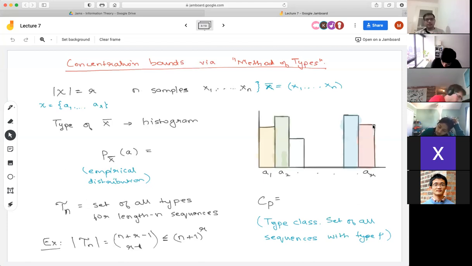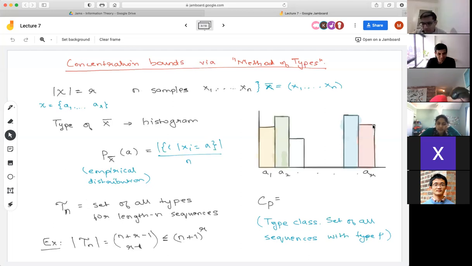So we will think of a distribution P of x bar, which is also called the empirical distribution. So it's just the number of times that this particular output a occurred, divided by n. And I'll refer to this distribution as the type of x bar. So from now on, a type is a distribution. It's the empirical distribution.